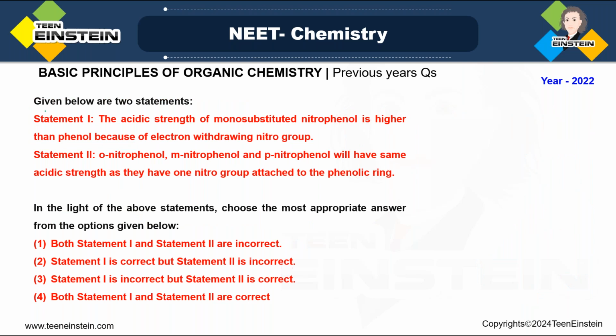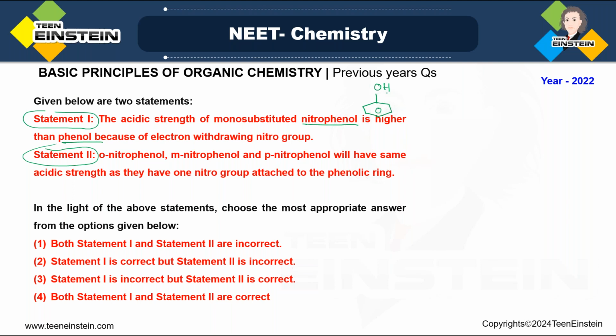Here we have two statements, statement 1, statement 2. Statement 1 is saying that the acidic strength of monosubstituted nitrophenol. Now when I am saying nitrophenol, phenol is this one. With respect to OH, the position of nitro can be at ortho, meta or para. Which monosubstituted, ortho, meta, para, that is not mentioned. It simply says monosubstituted nitrophenol. So the acidic strength is higher than simple phenol because of the electron withdrawing nitro group present.